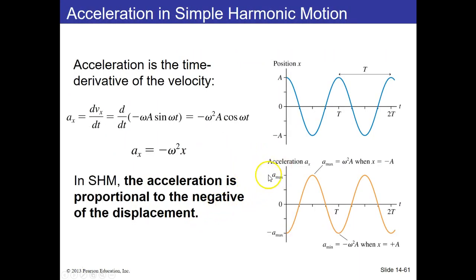Acceleration is the time derivative of velocity. So if I have position here, if I find out what the velocity is, then I can do the second derivative, and that will give me acceleration. So in simple harmonic motion, acceleration is proportional to the negative of the displacement. So you'll notice that these are just inverse graphs here.